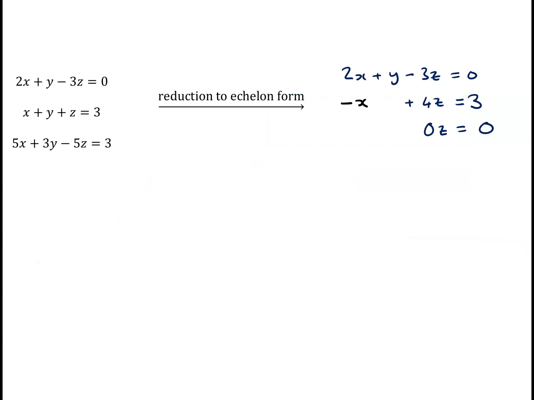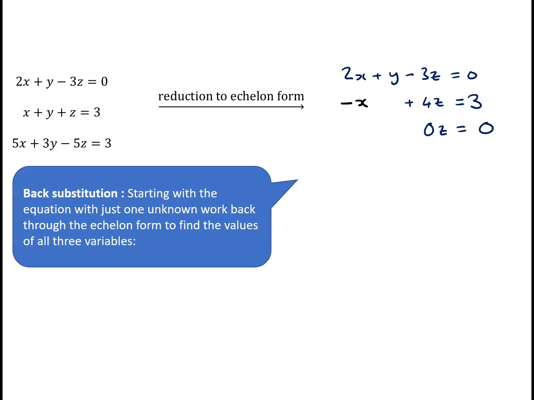So we have as our echelon form 2x plus y minus 3z equals 0, minus x plus 4z equals 3, and 0z equals 0. Well, 0z equals 0 is the first equation we need to use in our back substitution. And 0z equals 0 means that z can be absolutely anything at all. So we're just going to say let z be anything at all. We'll call this any number at all, lambda, for the sake of argument.